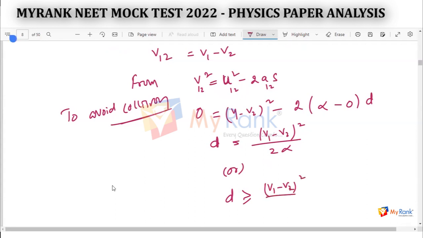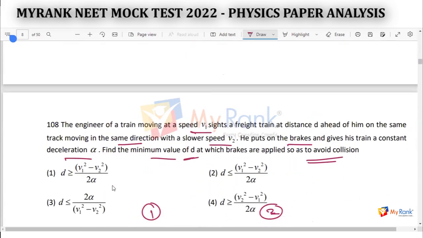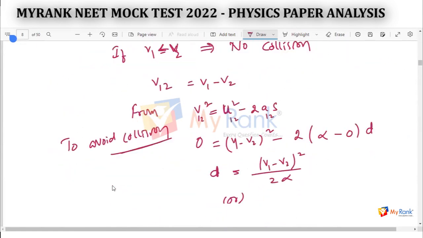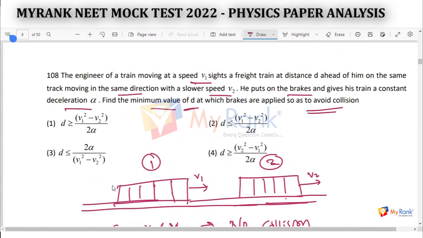Greater means the v1 is less than v2 condition. Likewise, the correct option is this one, v1 greater than or equal to this value. So the first is the correct answer, students. First option is the correct option.